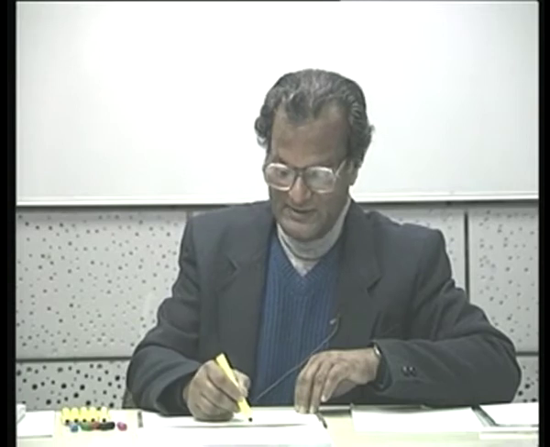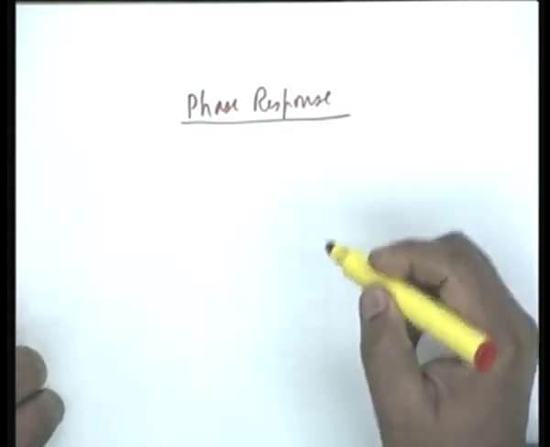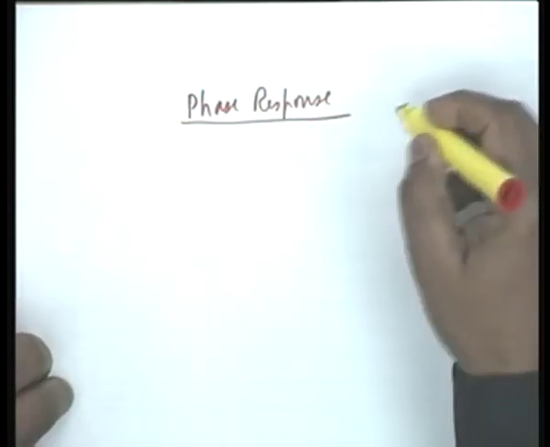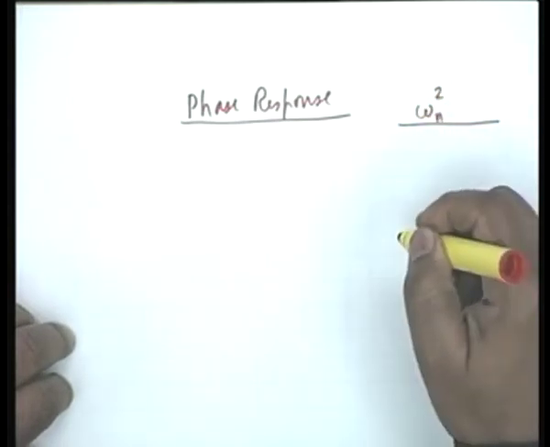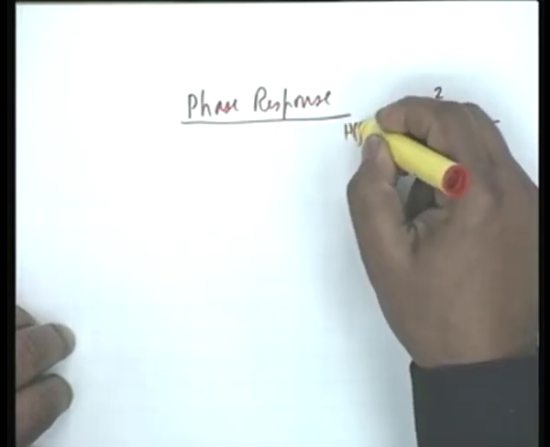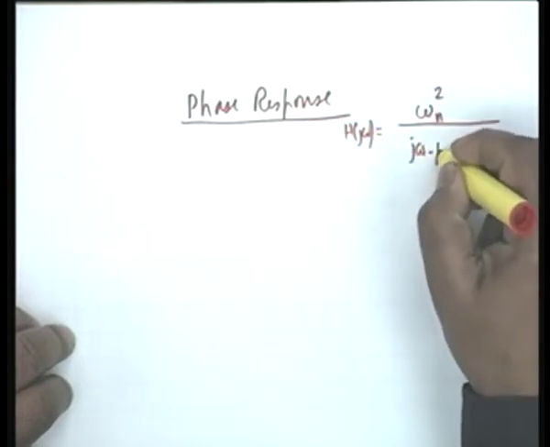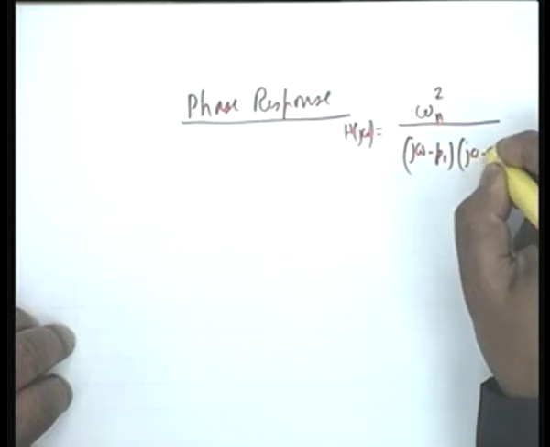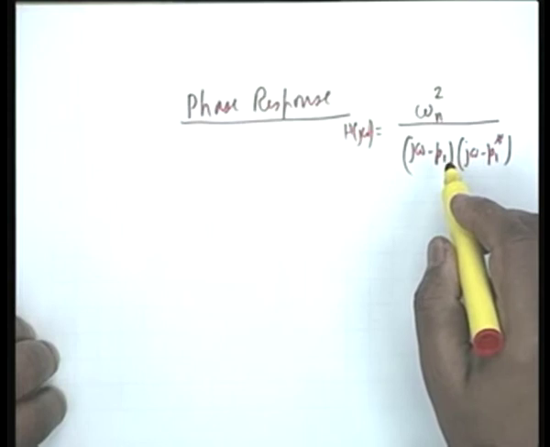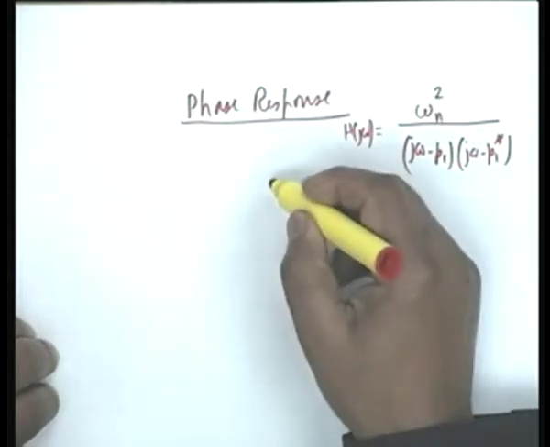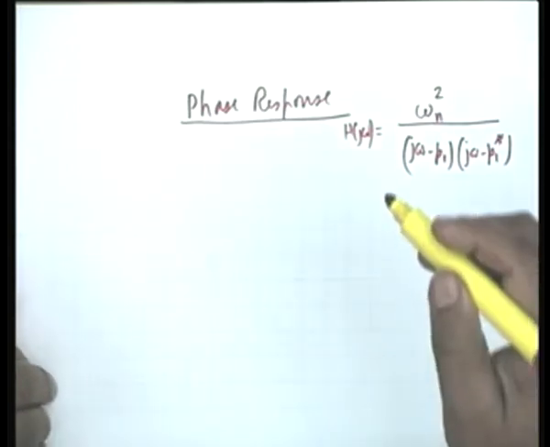Let's look at the phase response. We have only looked at the magnitude response so far. Now the phase response: if I recall, the transfer function H of j omega is j omega minus p1, j omega minus p1 star. Okay, this is the frequency response for s equal to j omega. Now let me look at the phase response a bit systematically.